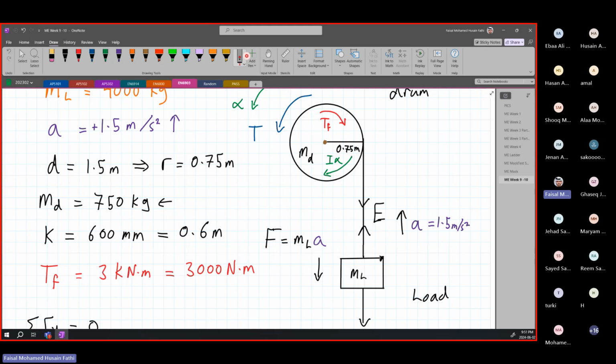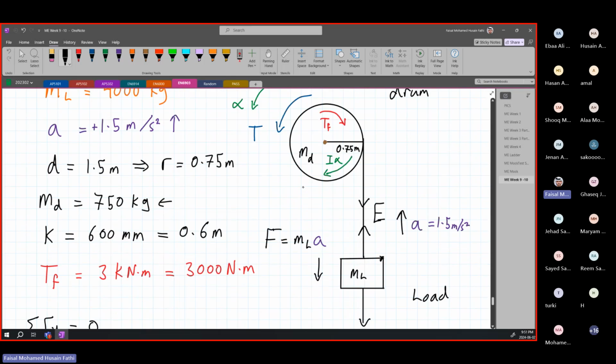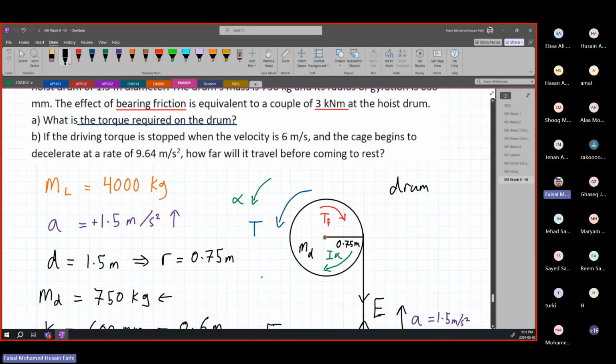What if it's lowering? We're going to see an example of that in a bit. Let me solve part B. If the driving torque is stopped when the velocity is 6 meters per second. So here, they're saying that this torque stopped. So basically, we reached a velocity of 6 meters per second, and the cage begins to decelerate at a rate of 9.64 meters per second squared.